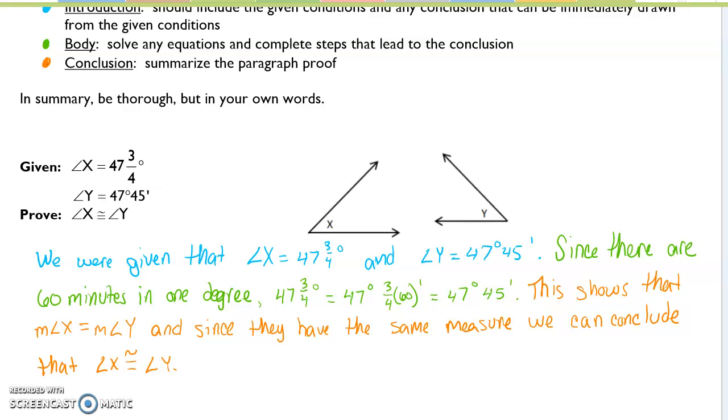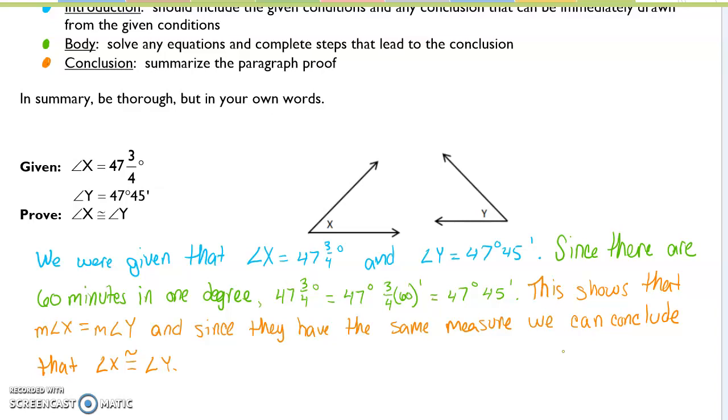So again, our proof statement is the last statement we've made. That is the conclusion that we've made, and we've supported that with evidence. The angles have the same measure. The measure of angle X equals the measure of angle Y, so the angles are congruent. We don't need the full if-then statements.